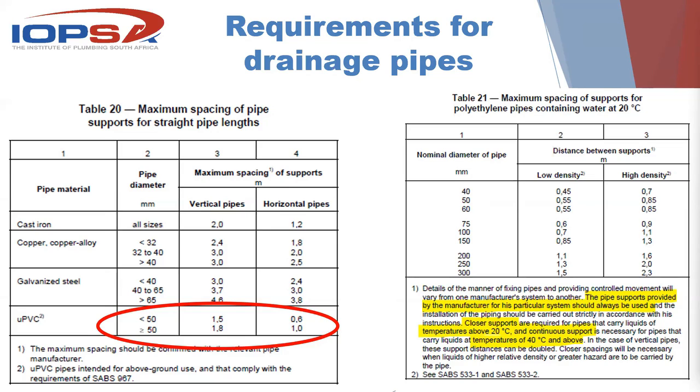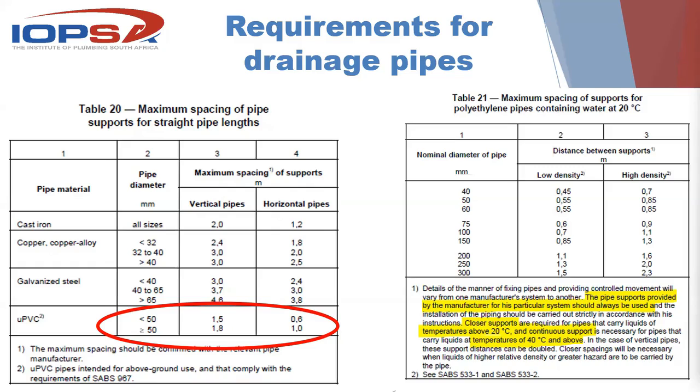So you need to support it more, and that includes the fusion type installation drainage systems that we're familiar with, the black one. And so it says to us, we need to use the manufacturer's support system, and we need to increase the number of brackets that we use. Okay.